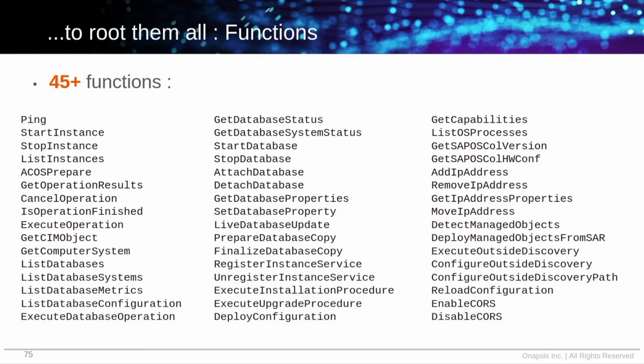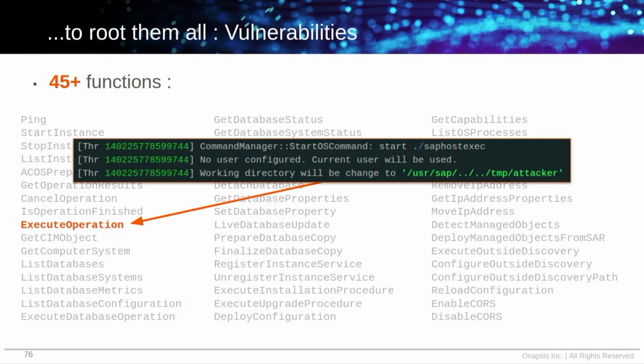So the next step was to find out how it's possible to execute root commands directly using one of these functions. And we found a way using, for example, this function, execute operation. This function tries to execute the SAP host exec binary, but the path could be tricked by an attacker. So an attacker can execute any command they want as root using this function.